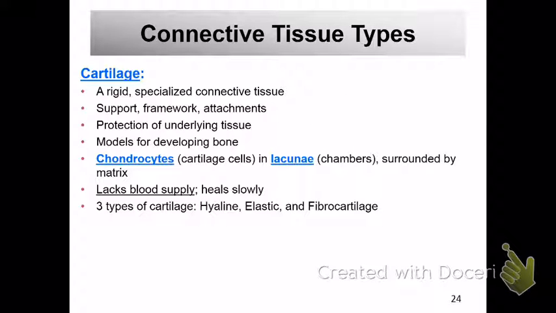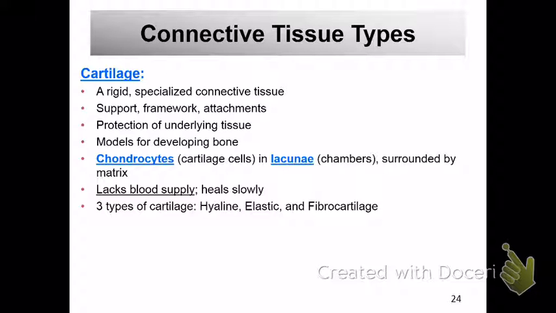Okay, cartilage. You know what cartilage is. It's what makes up your nose and ears, right? You have cartilage on the ends of long bones. So cartilage is a connective tissue. It helps with attachments and support, protection of underlying tissues. And really what it is, think about cartilage as being on the ends of your bones, your ears, your nose.